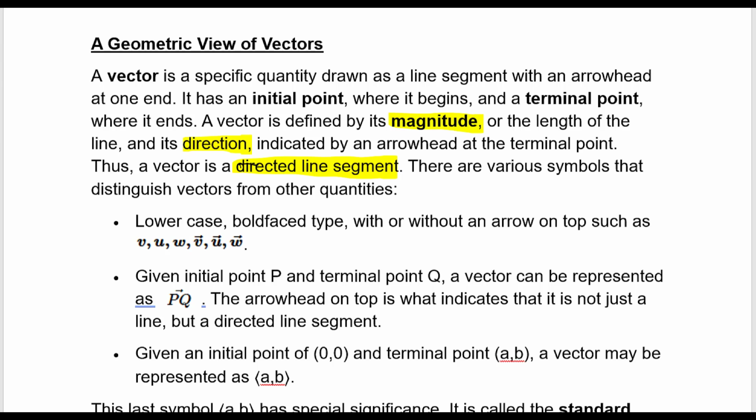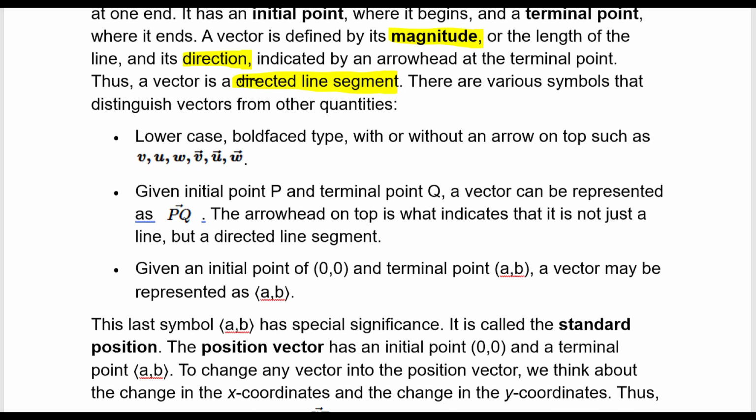Okay, there are various symbols that distinguish vectors from other quantities. Usually it's going to be a darker letter, a bold-faced letter, I should say. V, U, W are common. V with an arrow on top, U with an arrow on top, W with an arrow on top also would be vector notation. Could be, if you know the initial point is P and the terminal is Q, PQ with this line over it. So notice that the initial point is over the P and the arrow's over the Q. That would be another way to notate a vector.